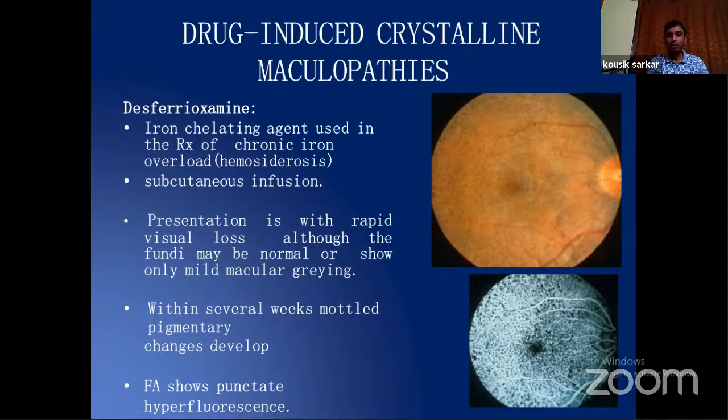Desferrioxamine, a well-known iron chelating agent usually used in chronic iron overload, also causes retinopathy. Presentation is with rapid visual loss, although the fundi may be normal or show mild macular changes in early stages. But in severe stages, after administration of this drug for several weeks, you can see mottling in the retina. If we do a fluorescein angiogram, it shows punctate hyperfluorescence in case of desferrioxamine toxicity.